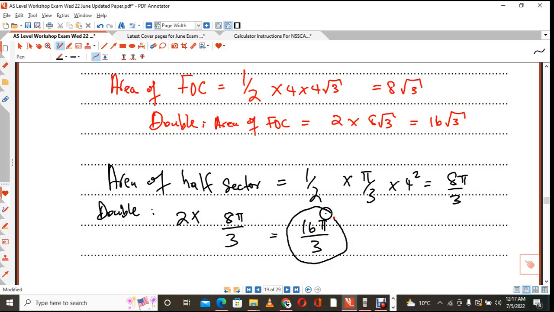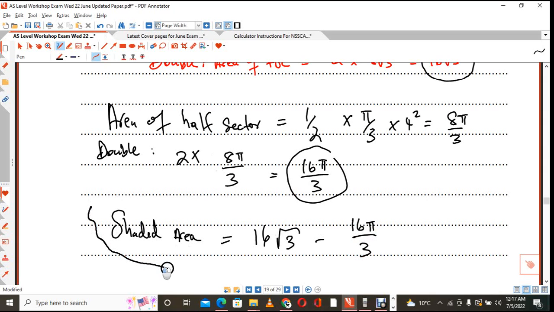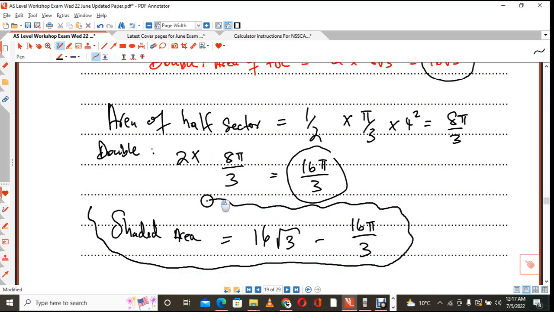Now you have this sector, you have that kite, and then you can say area of shaded part. Then you can say, oh, shaded area will simply be the bigger value, 16 root 3, minus 16 pi over 3. And it's also going to bring you more or less to the same answer.